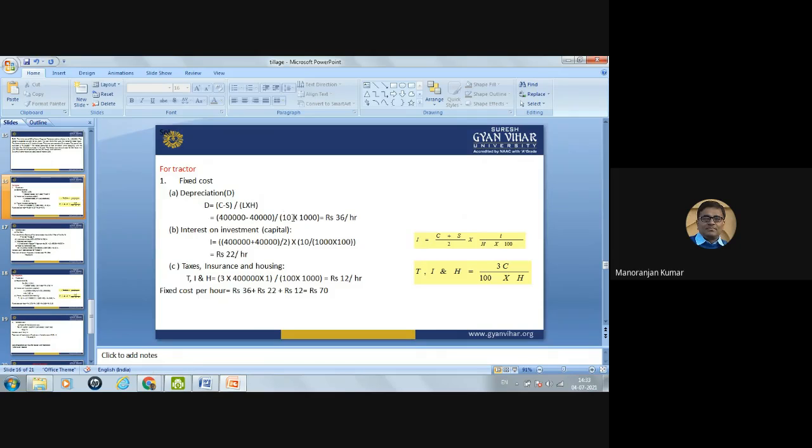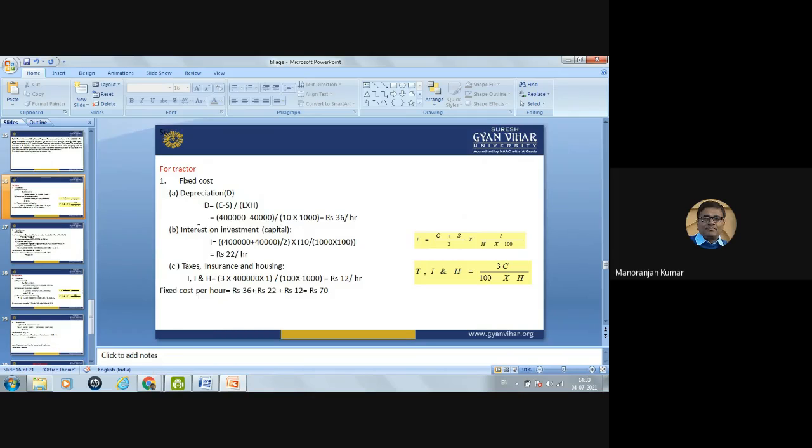Life of the tractor is 10 years, and the number of working hours in a year is 1000. All these values are given in the question. So just put all the values in this equation. After calculation the answer is coming 36 rupees per hour. So this is the depreciation.